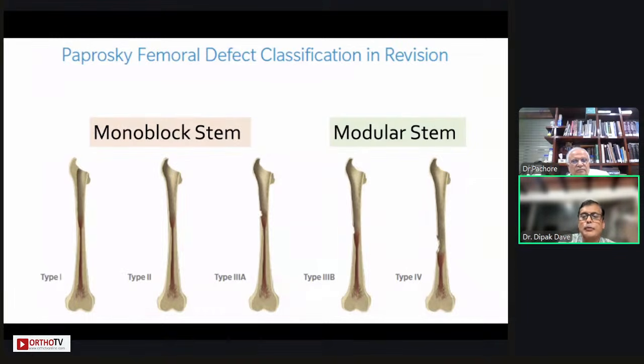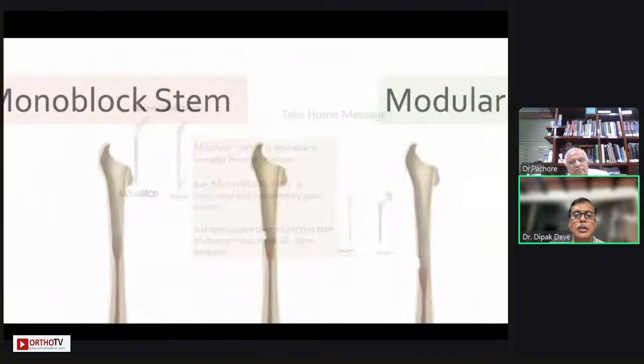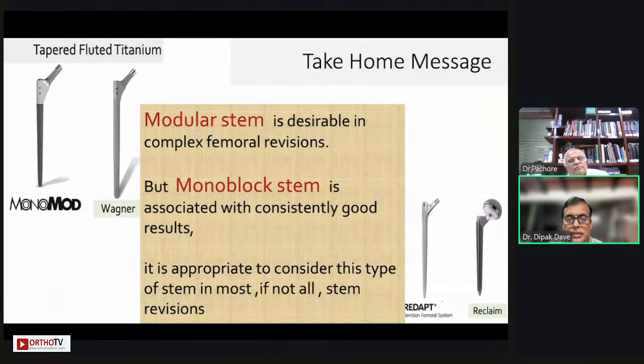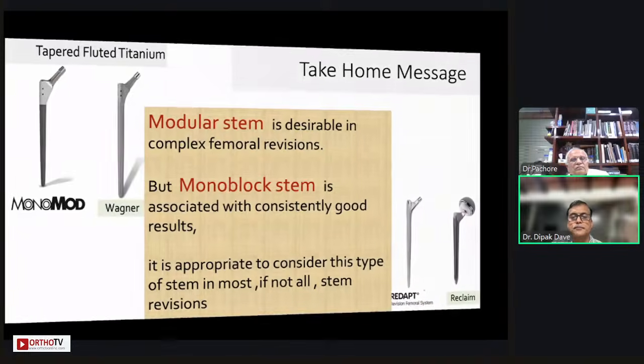Type 3B and type 4, you will require a modular stem. You might get away with a monoblock stem in type 3B also, but keeping a modular stem is also a good option. So the modular stem is desirable for complex femoral revisions, but the monoblock stem is associated with consistently good results.